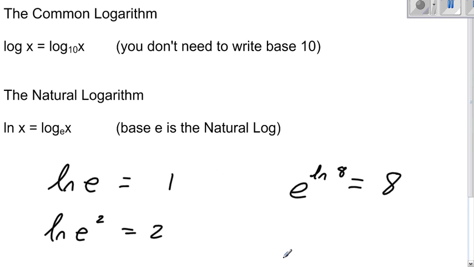If you were given something like find the natural log of a number like 5, you just have to type that into your calculator, natural log of 5, use the ln button, and that would come out to about 1.609. That's about it.